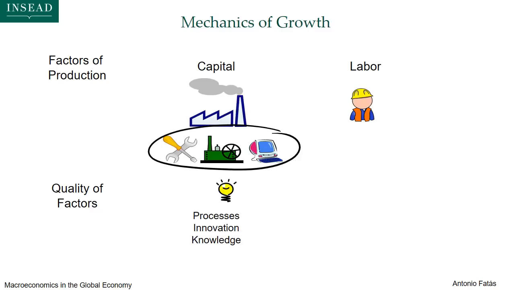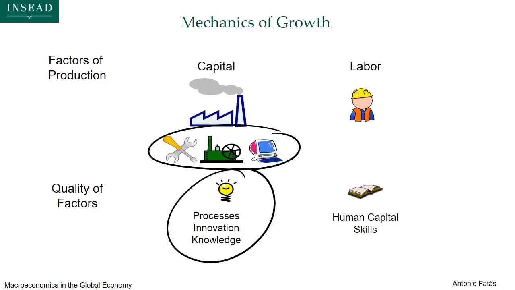We can increase the quality of capital by improving our processes, by innovating, by bringing new technology, by bringing new knowledge. And we can increase the quality of the factor of production that we call labor by improving human capital: skills, training, etc. Now, what is relevant here is that beyond the factors of production, growth happens through a set of actions, which I'm going to summarize with one word, which is investment.